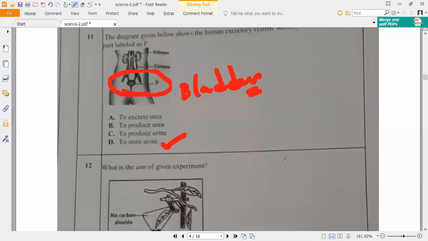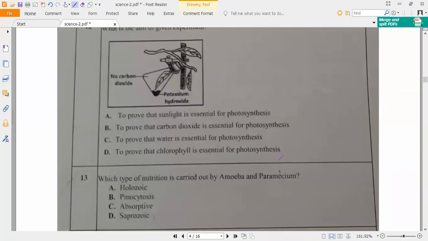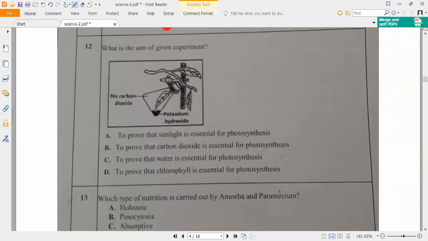Next question. What is the aim of the given experiment? Check it. I think you can guess it easily. What is the aim of the given experiment? Sunlight is essential for photosynthesis. Is it sunlight is essential?